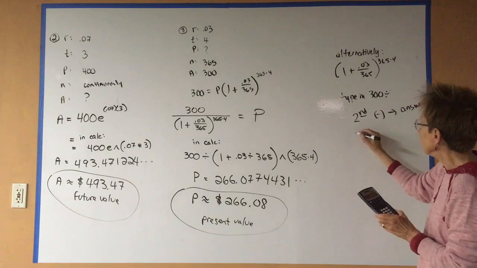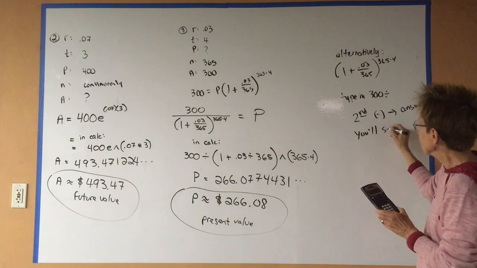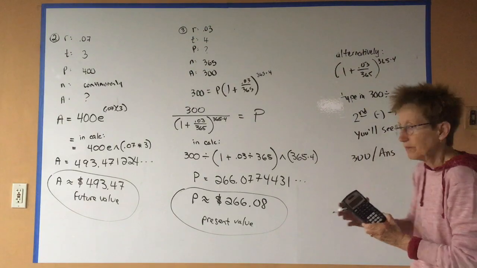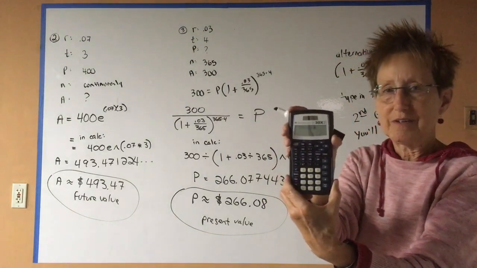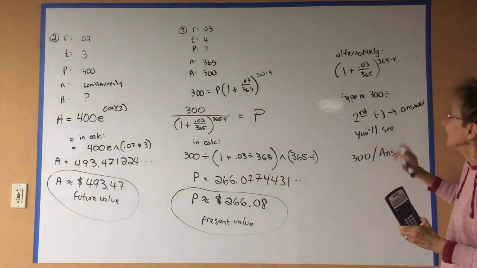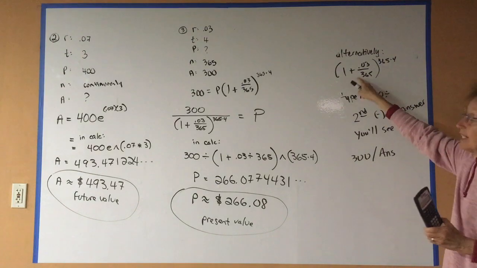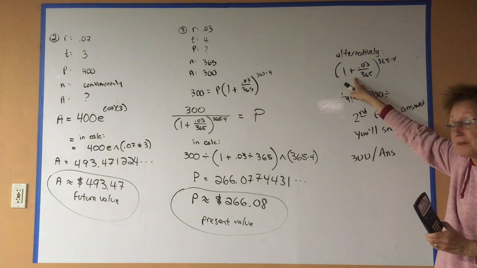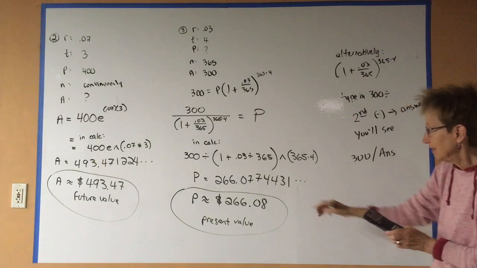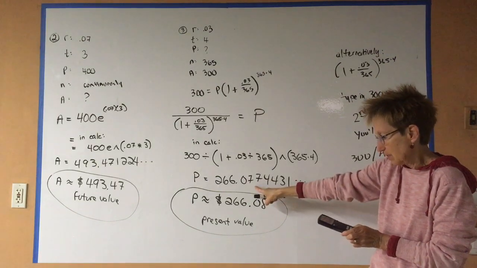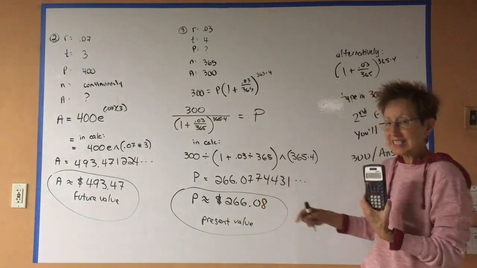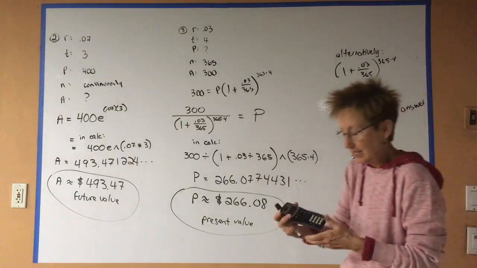And what you'll see is 300 divided by answer. Again, I don't know if this is working or not, but that's what you'll see, which is basically in the calculator, it's taking 300 and dividing it by the answer that you got when you put this in. Hit equal, and what spits out is 266.0774431, etc. So there are ways to use this calculator to our advantage.